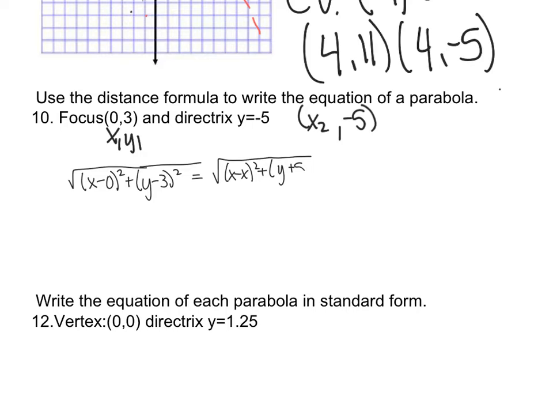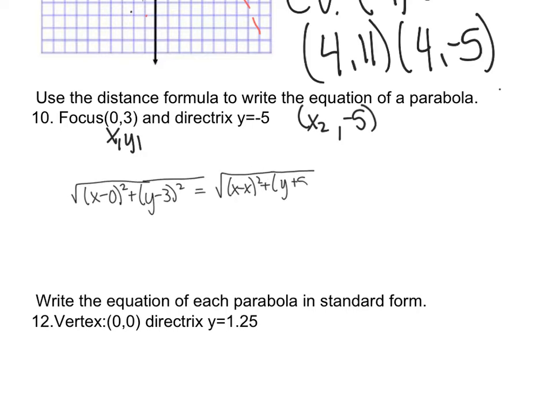Alright, so y plus 5. So this is going to be the square root of x squared plus y minus 3 squared equals the square root of y plus 5 squared. So this is going to be x squared. I'm going to FOIL that.